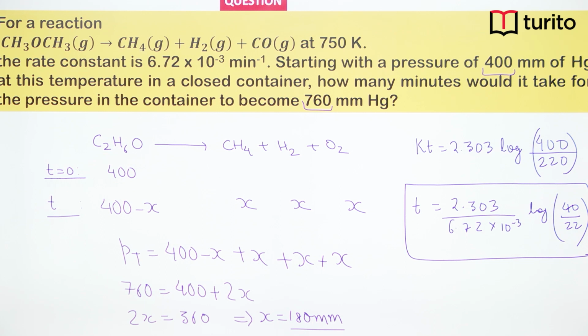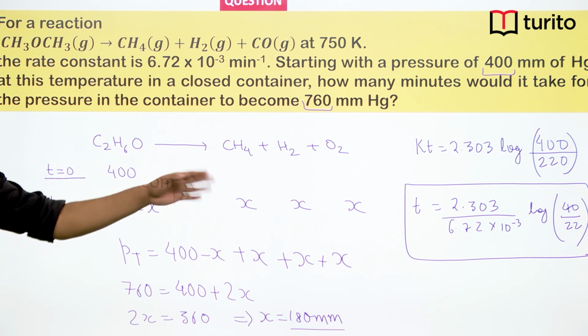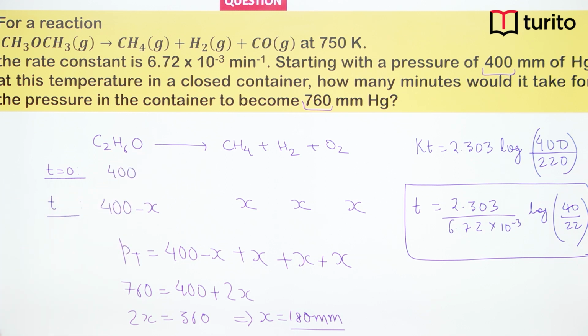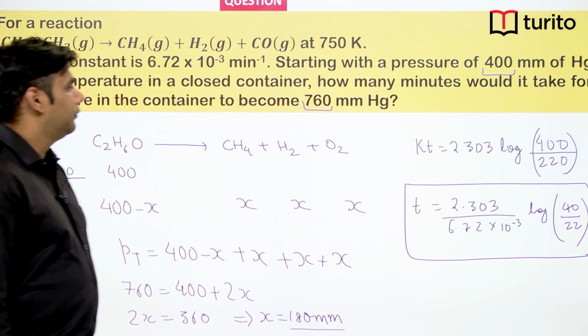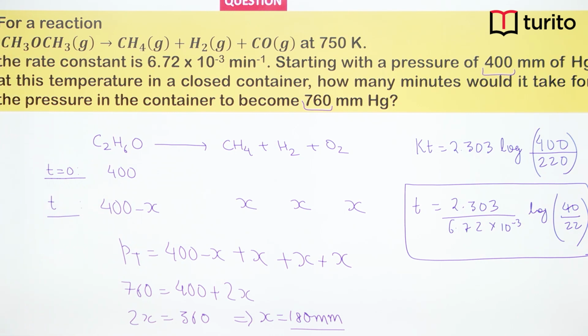You can also do it by taking this as P naught, this as P naught minus x, x, x, x. Same way you will land up in the same expression. Okay. So I hope this question is also clear to everyone now. So you can have a snapshot of the question, or you can write it down quickly. Okay. So I hope this question is clear to everyone now.